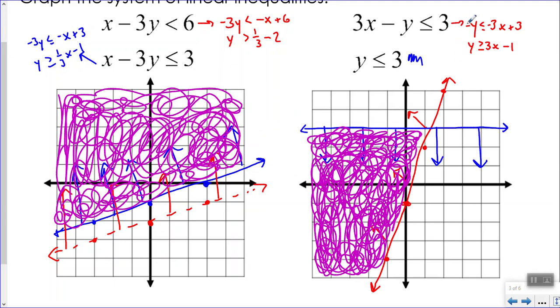Alright, so we can transform our first inequality here. We subtract 3x from both sides and divide by -1, flip our sign. We end up with y is greater than or equal to 3x minus 1. Since it's greater than, we shade above our line. Then we have y is less than or equal to 3. Remember, that's a horizontal line. And since it's less than, we're going to shade everything below. And the region where those two overlap is our purple region right here.